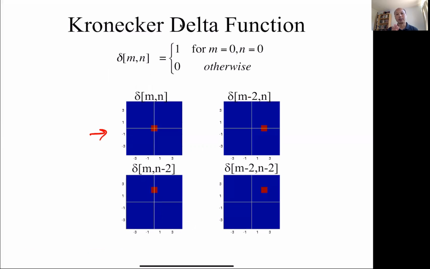So in 2D, obviously, we can shift both along the horizontal and the vertical axes. And so it's useful to see how we use mathematical notation to describe that. So this here is delta of m minus 2 comma n. So we've shifted 2 units along the horizontal axis because we have that m minus 2. Here we've shifted 2 units along the vertical axis because we have the n minus 2. And in this case, we've shifted 2 horizontally and 2 vertically because we have m minus 2, n minus 2.